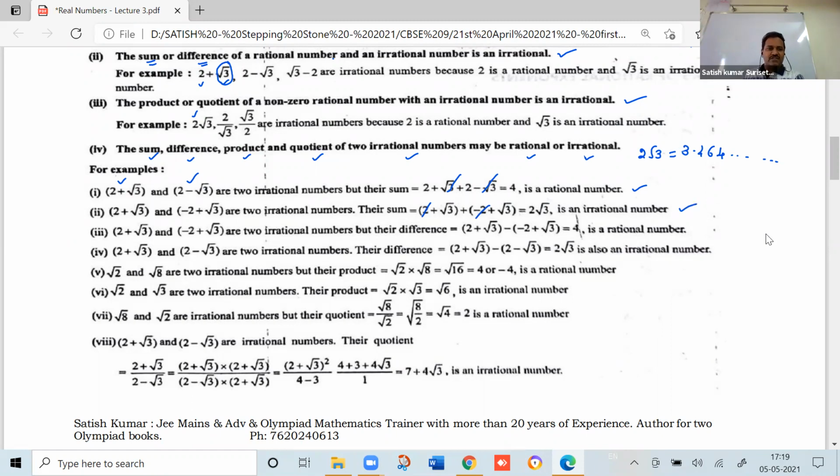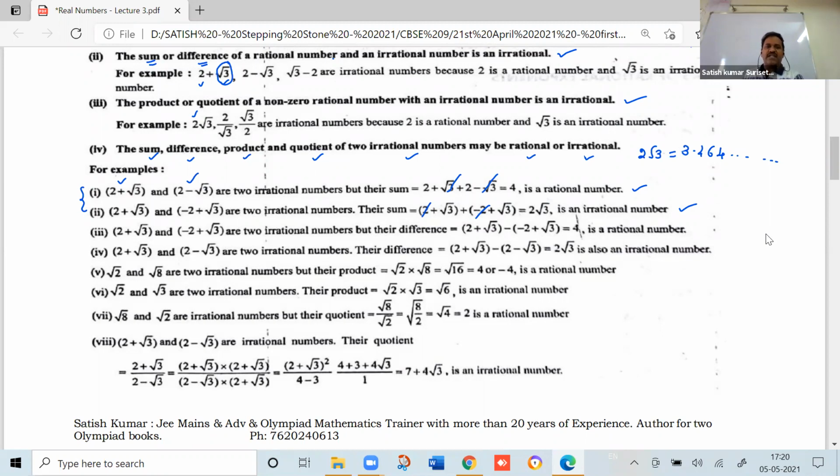That means in these two examples, we have given two irrational numbers whose sum is a rational number, and whose sum is an irrational number. That is, the sum can be rational, or it can be irrational. Now in the same manner, we can have this for the difference also.